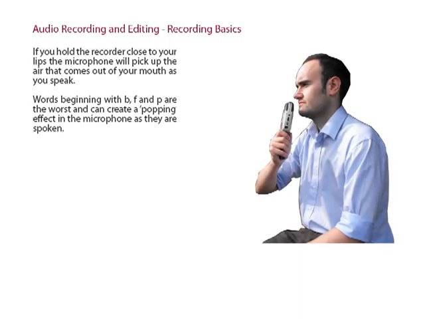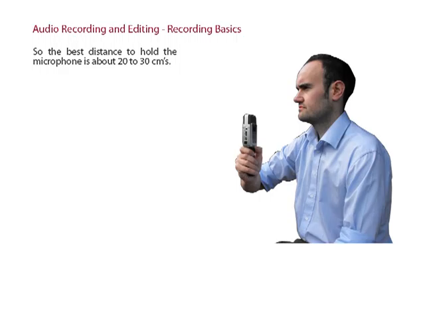If you hold the recorder close to your lips, the microphone will pick up the air that comes out of your mouth as you speak. Words beginning with B, F, P are the worst and can create a popping effect in the microphone as they are spoken. So the best distance to hold the microphone is about 20 to 30 centimetres from your mouth.